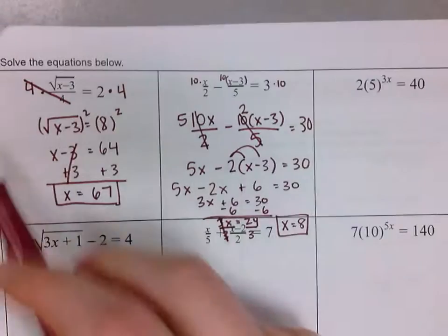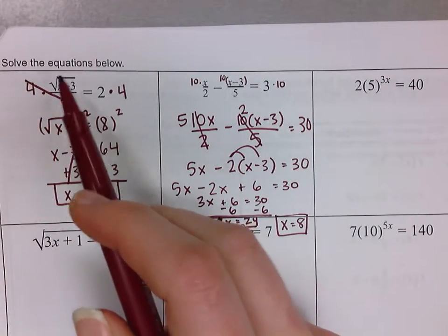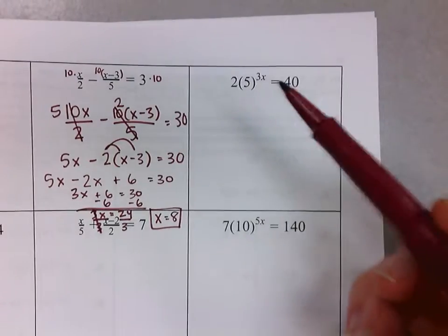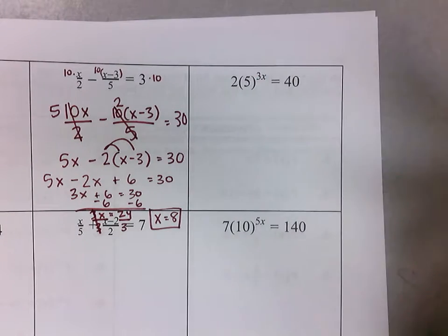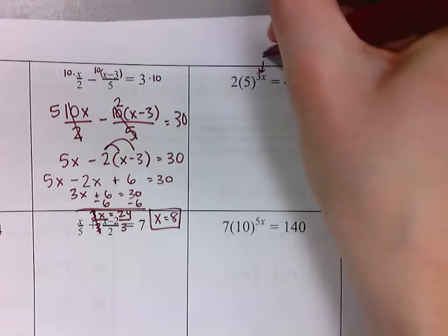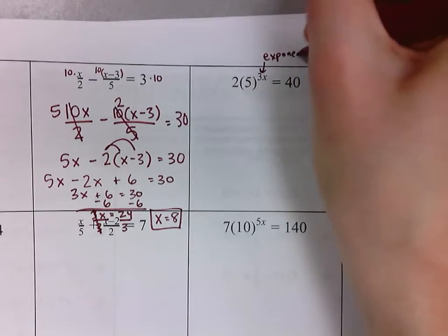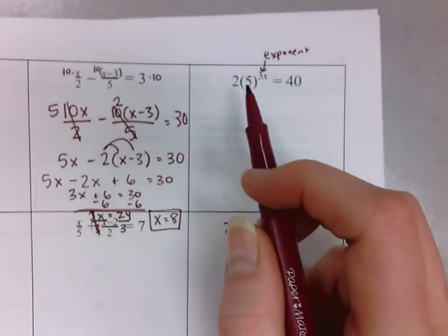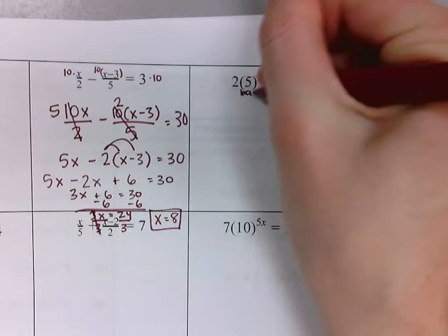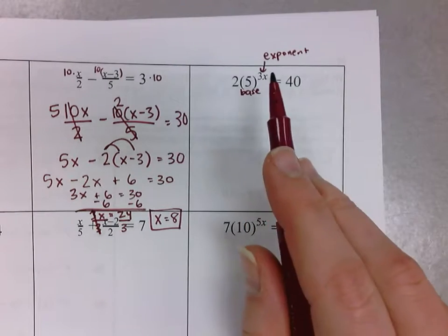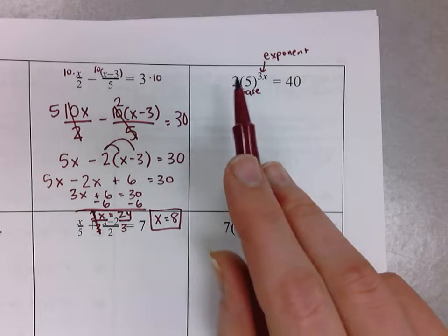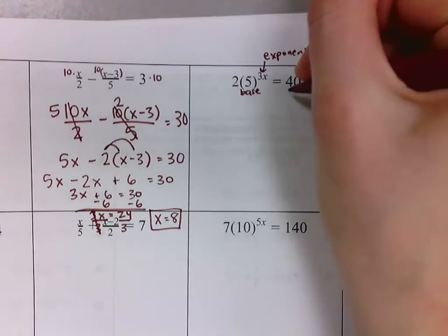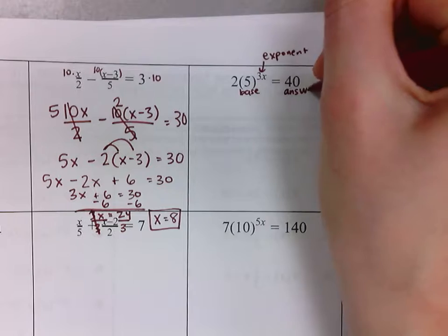But just like in the first type of equation, where I had to get my square root all by itself, I have to get my exponential, or my base to my power, by itself. So 3x is my exponent. That makes this 5 the base, because the base has to be directly attached to the exponent. It has to be 5 to the 3x. So I couldn't say 2 is my base. I can't say 40 is my base. In fact, 40 is just my answer.